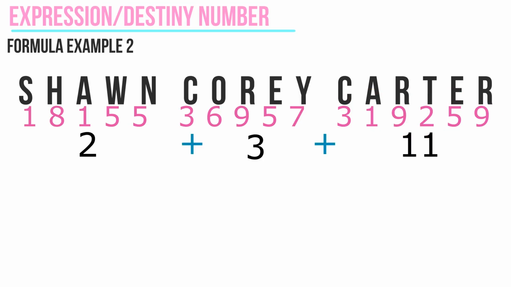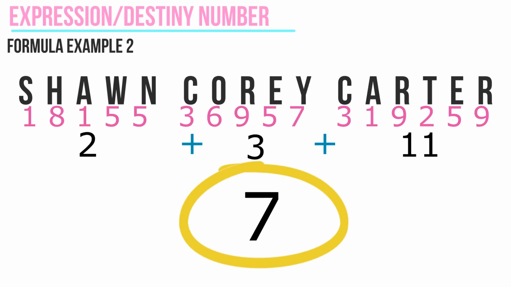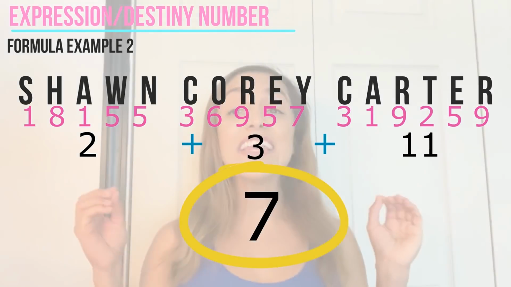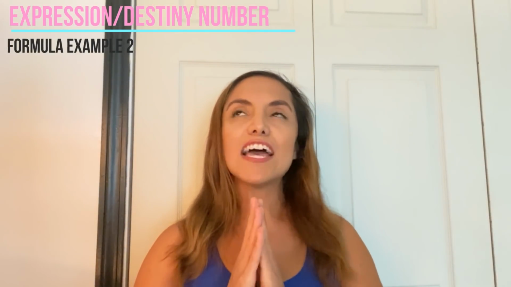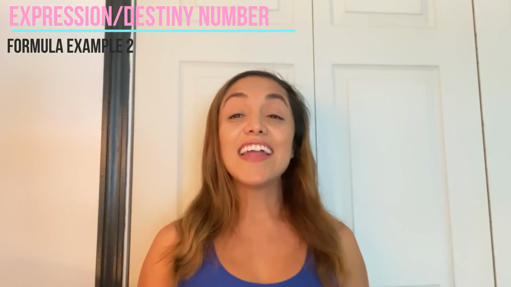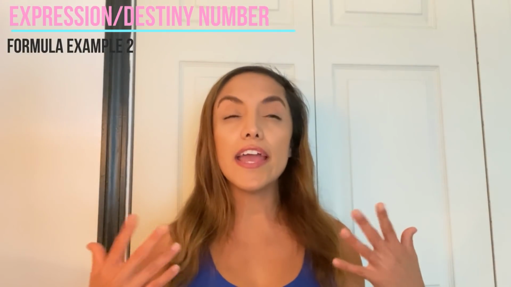And then when you add up the 2 plus the 3 plus the 11, we get 16. And we reduce that, it's 1 plus 6, so 7 is his destiny or expression number. And the 7, 8, and 9 are very holy, very spiritual numbers, and 7 indicates completion. And 7 is also a very creative number.